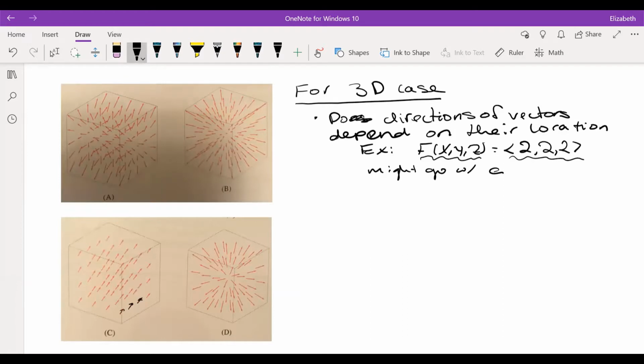And again, I do want to emphasize that a lot of times these get rescaled a little bit just so they don't run into each other, so the images are a little bit clearer, but their relative lengths should all be more or less the same. And that actually brings me into my next point: you want to check to see if the length also depends on their location.